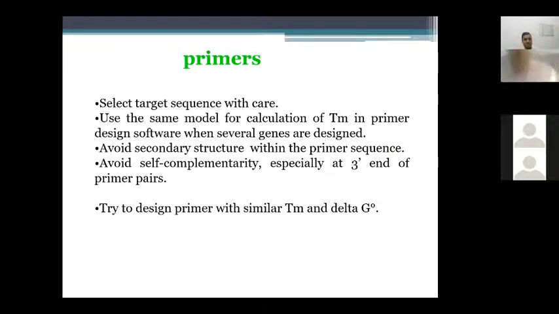Sorry for the interruption. Due to the electricity cuts, we were unable to continue.